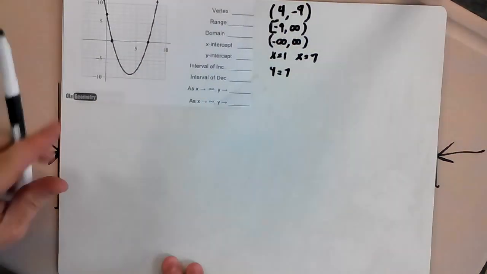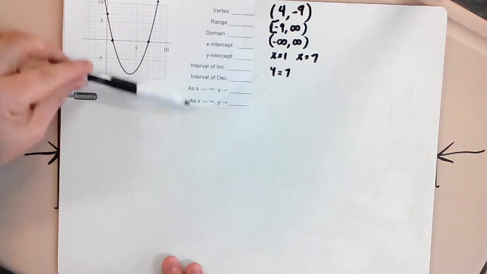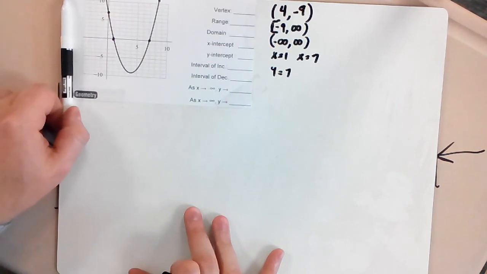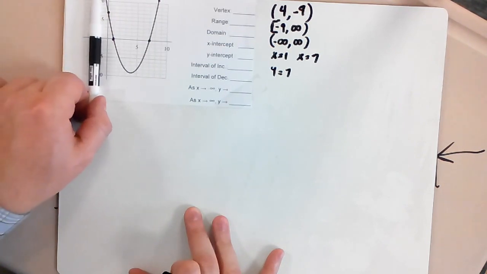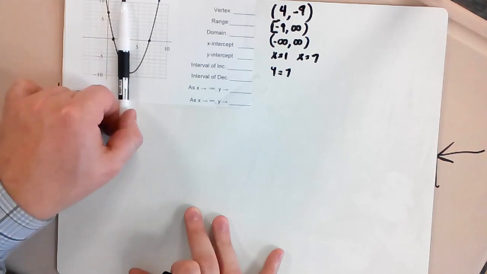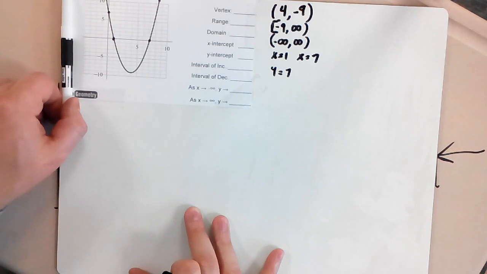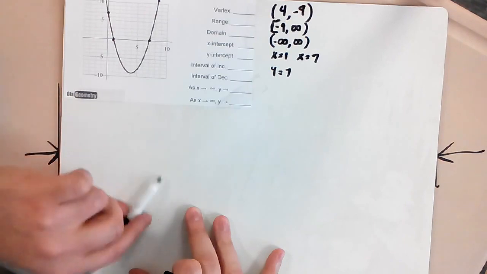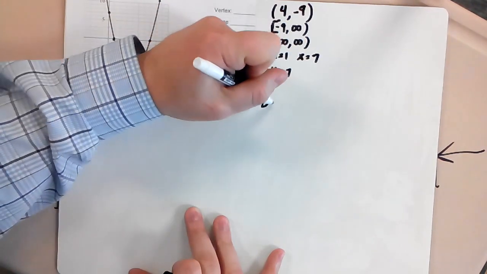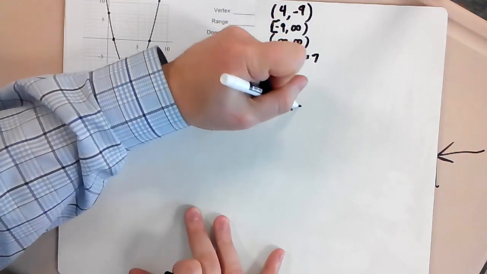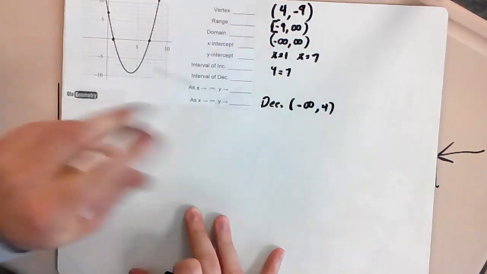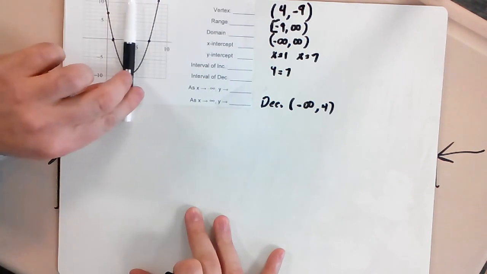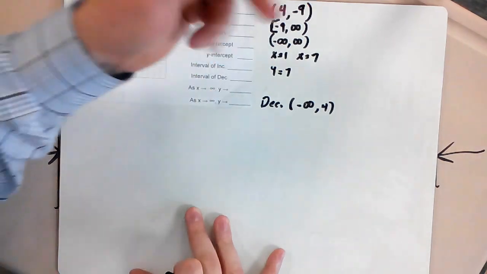Now the interval of increase and decrease. Now this is where we want to pay close attention because it's very similar to these. Okay, so I am leaving -infinity, and as I leave -infinity, the graph decreases until I get to the vertex and changes direction. So from -infinity to 4, this graph is decreasing. I'm going to label that -infinity to 4. Then from 4 to infinity, the graph is increasing.